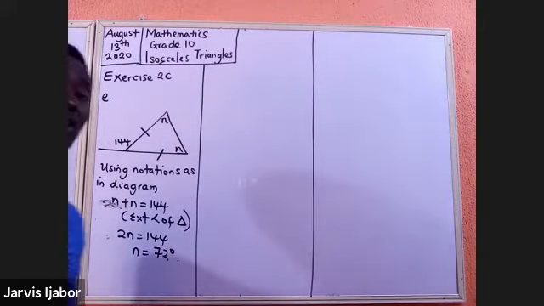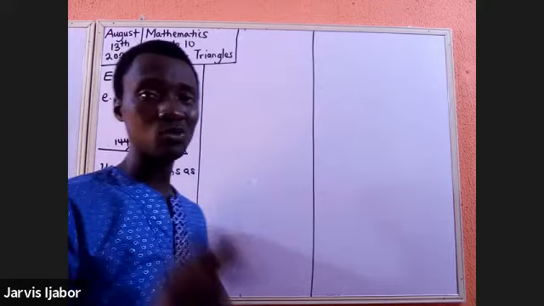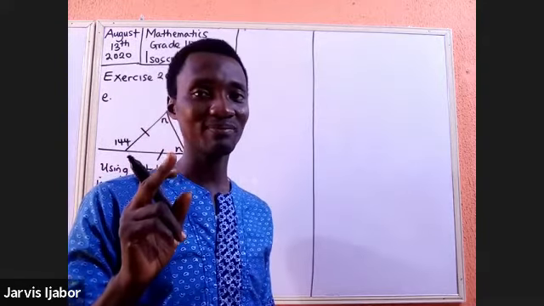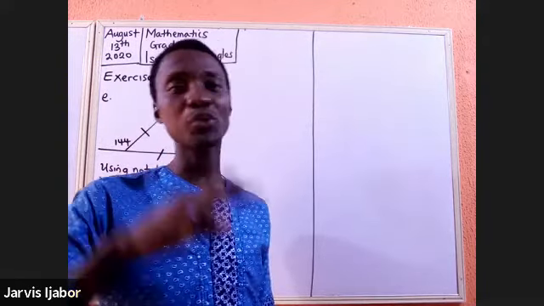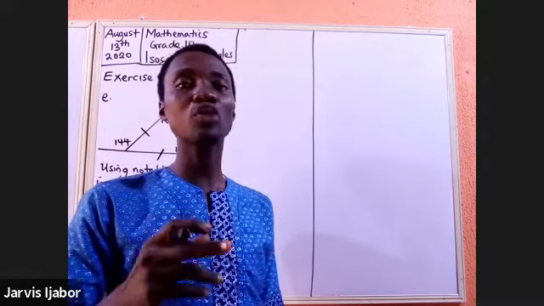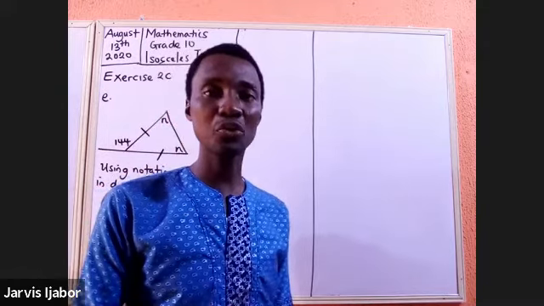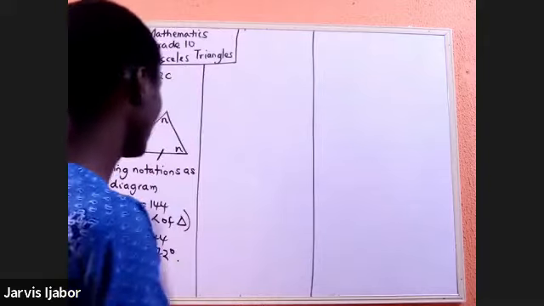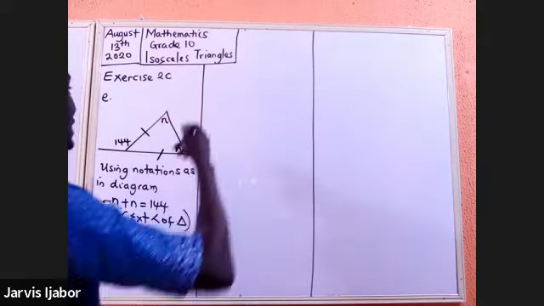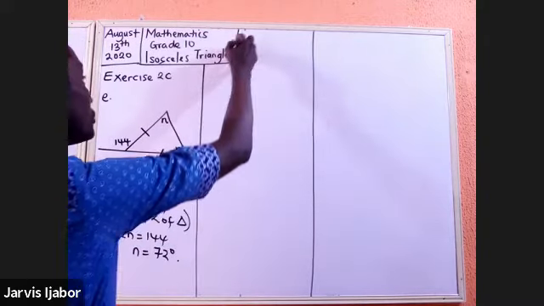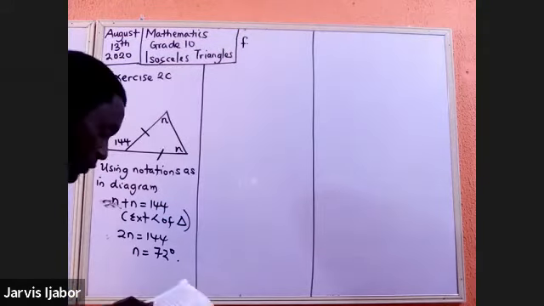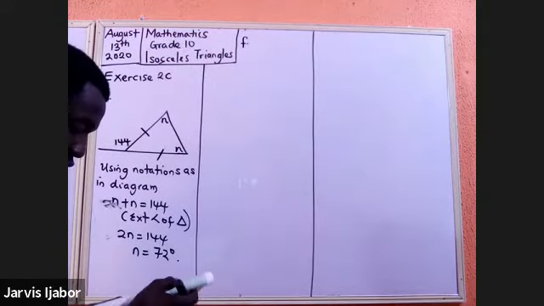Please take note that when it comes to formal geometry, there's no particular method for solving. There are options. So what you can see will determine what you would do. If you didn't use this option, just note it as an added option for you. Now let's go to F. In F, you have this.